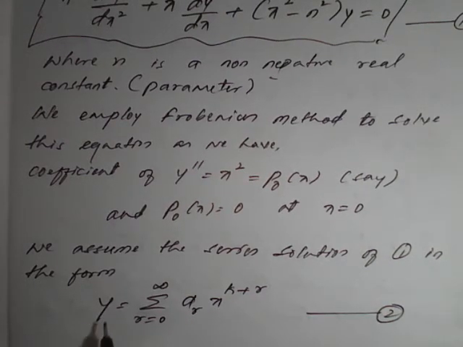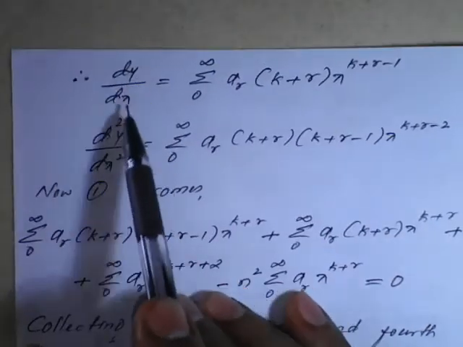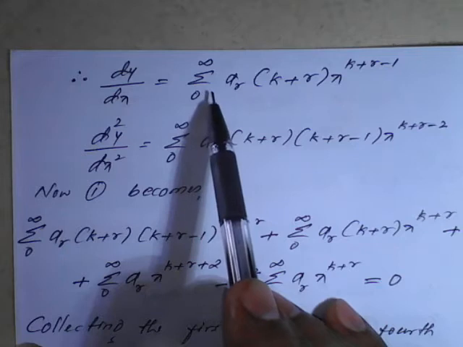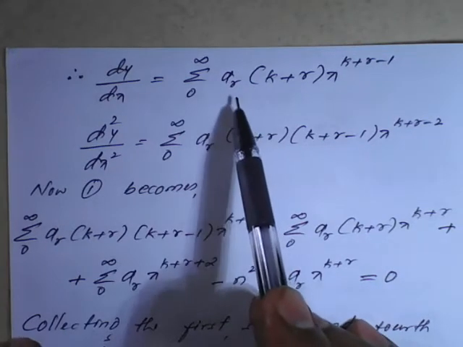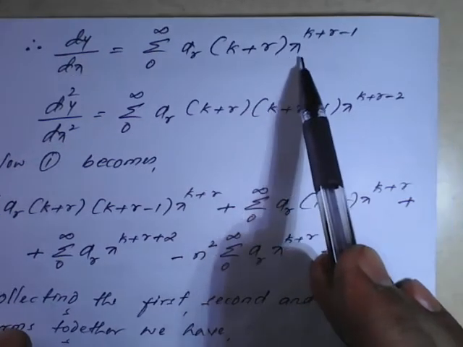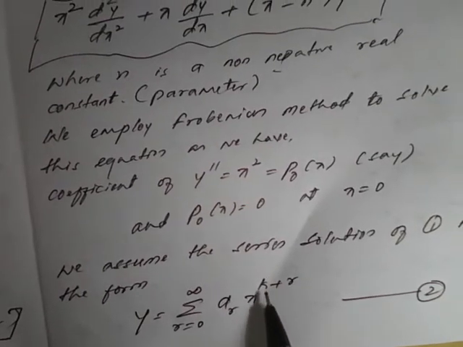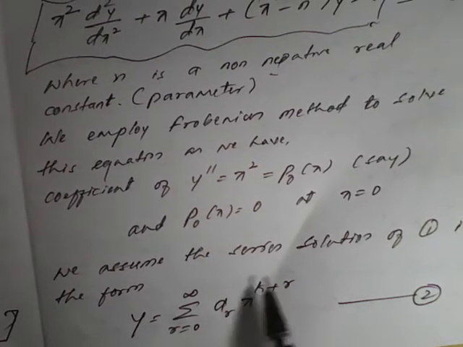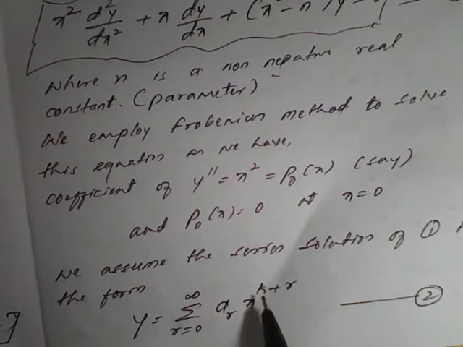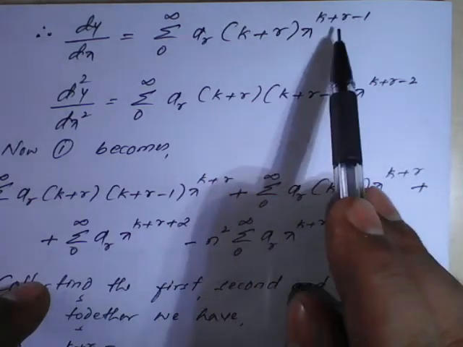Therefore dy by dx is equal to summation 0 to infinity of a r as it is, because in the differentiation a r is kept as it is, and for the differentiation of x raised to k plus r we apply the x raised to n formula. It becomes k plus r into x raised to k plus r minus 1.